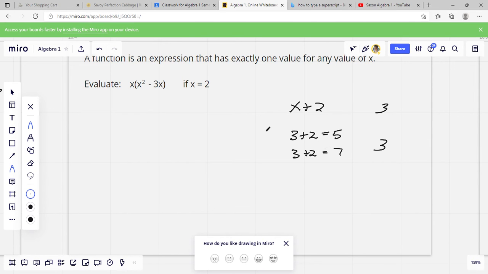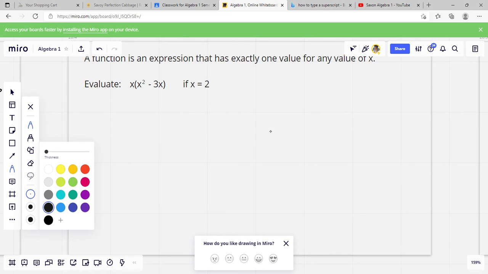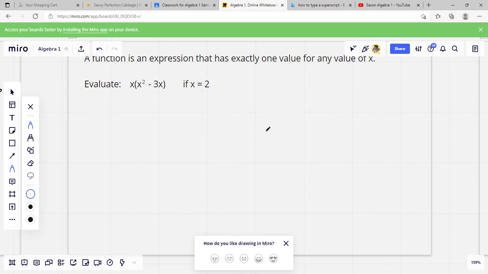Right? Doesn't work like that. So that's what makes it a function. It's just like any equations that we've done. This one says evaluate x times x squared minus 3x if x equals 2. So we know that what we're supposed to do here is replace all of our x's with 2, right? So I need a 2 there, and a 2 there, and a 2 there.